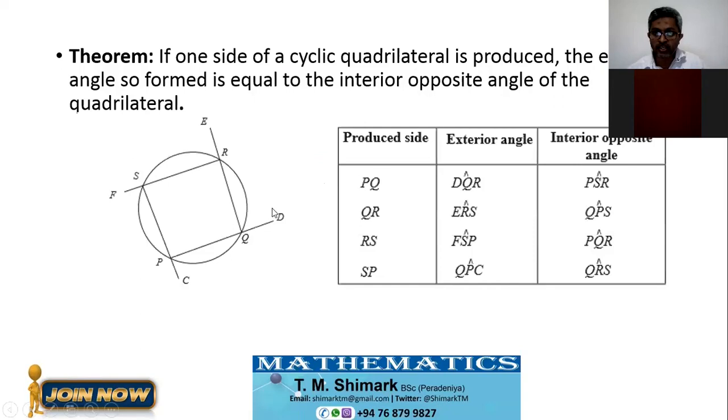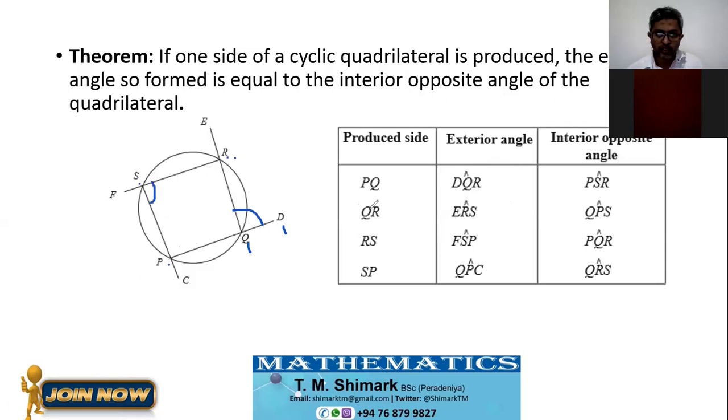We will check a few examples to make sure that we exactly understand. If you take the produced side PQ, and D is made here, the exterior angle is DQR. This is the angle we are talking about. The interior opposite angle is PSR. So this blue and blue are equal. That's what the theorem says.